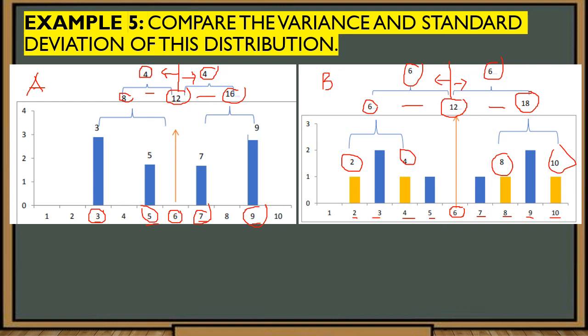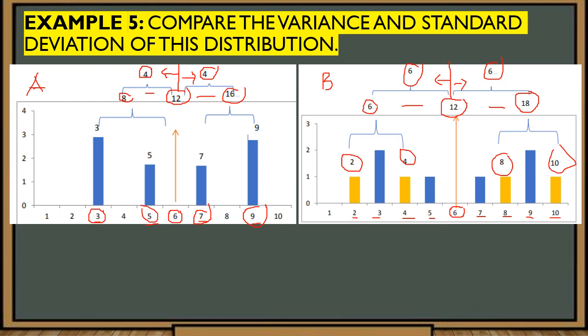So this means that the variance is narrow and concentrated around the mean. Narrow means makitid siya, meaning medyo malapit siya sa mean.